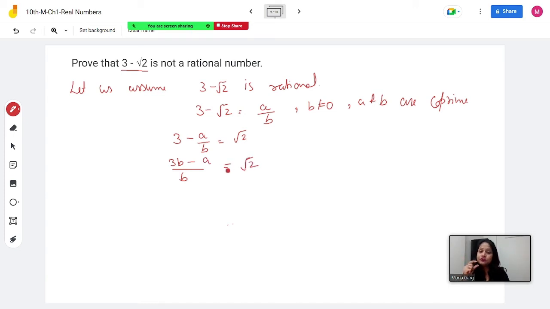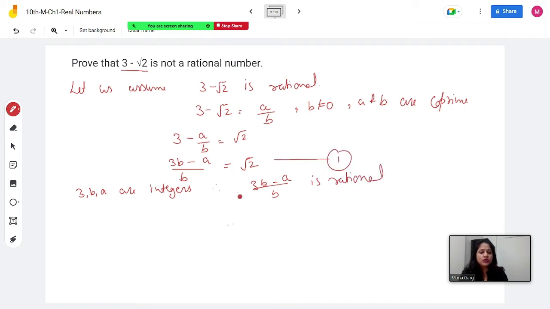अब देखो सिर्फ और सिर्फ विद इन द 2 steps we can say the given number 3 minus root 2 is irrational. कैसे? देखो ना यहाँ पे LHS ये जो है आपका 3b a are integers. Therefore 3b minus a upon b is rational. ठीक है ना, दिस इज रैशनल.